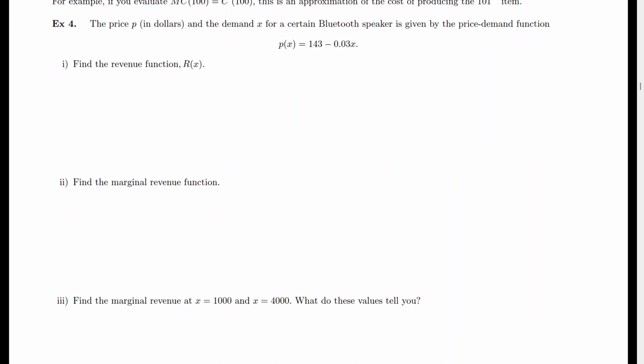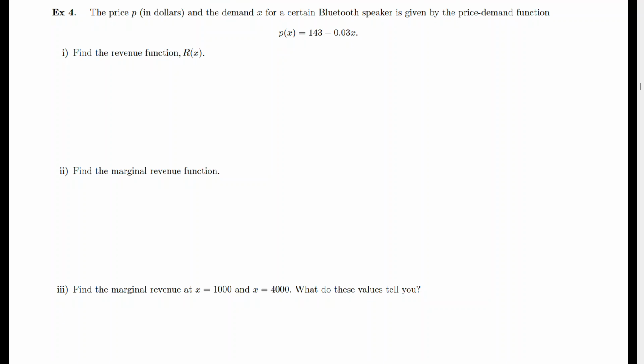So in example 4, we are told that the price in dollars and the demand x for a certain Bluetooth speaker is given by the price demand function P of x, which is 143 minus 0.03x. So in this problem, x represents the demand of the Bluetooth speaker, and P is the price that you should sell it at.